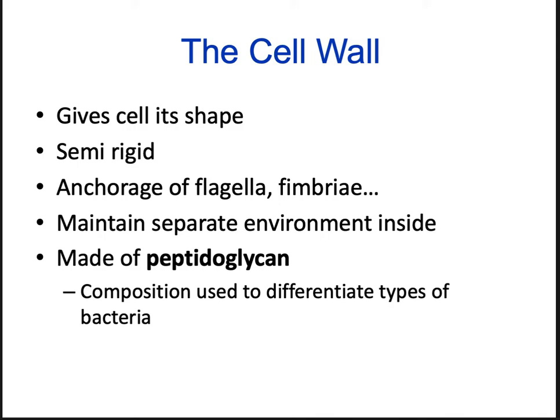Now, the cell wall is really important for maintaining this separate environment between the inside and outside of the cell, even though ultimately it is the job of the plasma membrane to provide a separate environment. Cell walls of bacteria are always made of peptidoglycan, so we're going to look at that. We have 2 main categories of bacteria. One is called gram-positive and one is called gram-negative. And that's based on the location of the peptidoglycan, which we'll see in a moment.